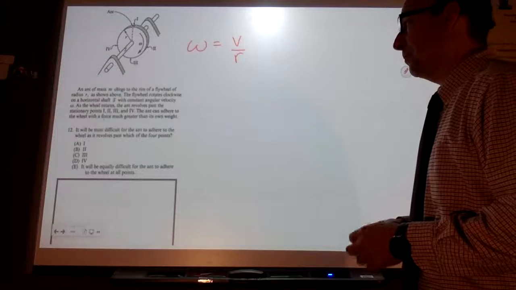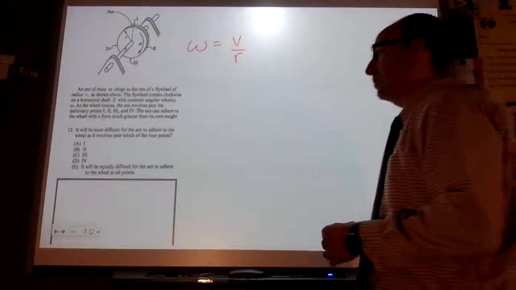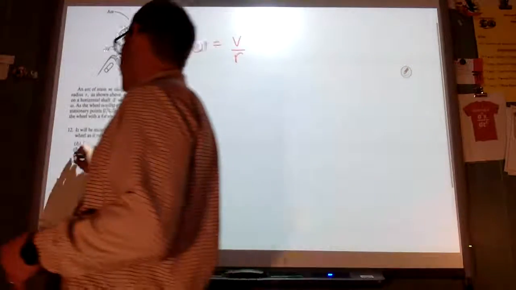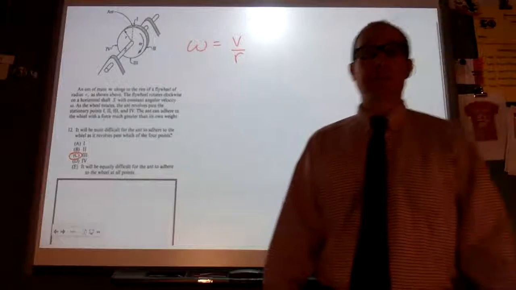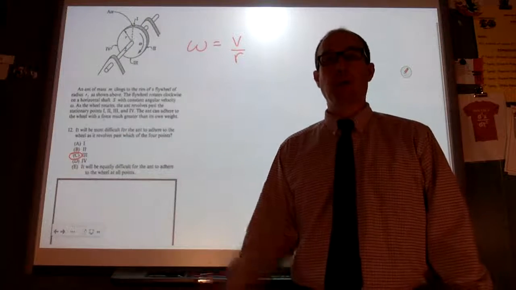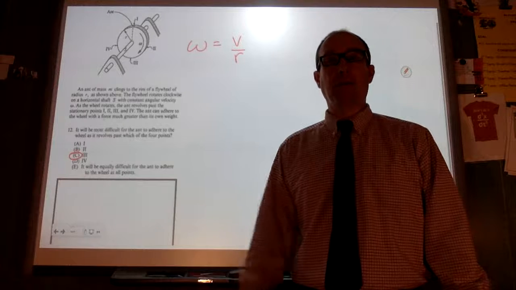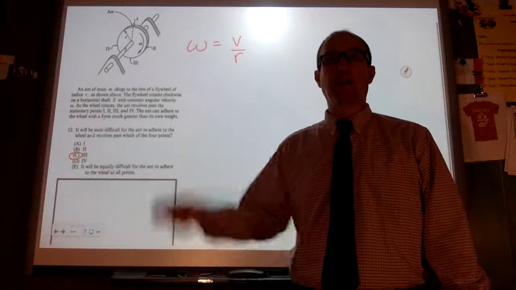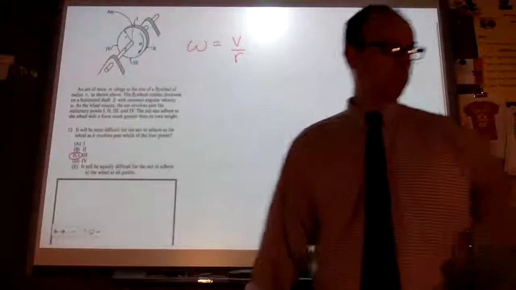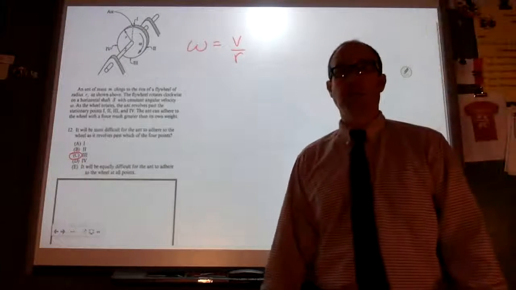It'll be most difficult for the ant to adhere to the wheel as it revolves past which of the 4 points? It's going to be hardest for the ant when he's upside down, because he's going to have to both hold on and counteract all of his weight. And his holding on is going to have to be more than his weight, because it also has to turn him, which is an acceleration.